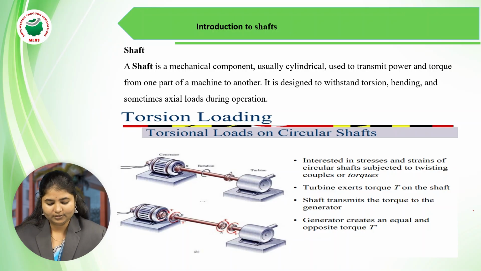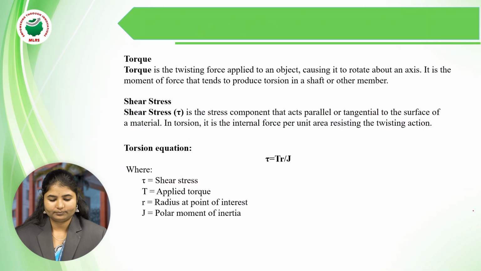Torsion loadings. See here, a turbine and a generator. We are interested in stresses and strains of a circular shaft subjected to twisting couples or torques. The turbine exerts torque to the shaft, the shaft transmits the power to the generator, and the generator creates an equal and opposite torque. Torque: what is torque? Torque is the twisting force applied to an object, causing it to rotate about its axis. It is the moment of force that tends to produce torsion in a shaft or other member.